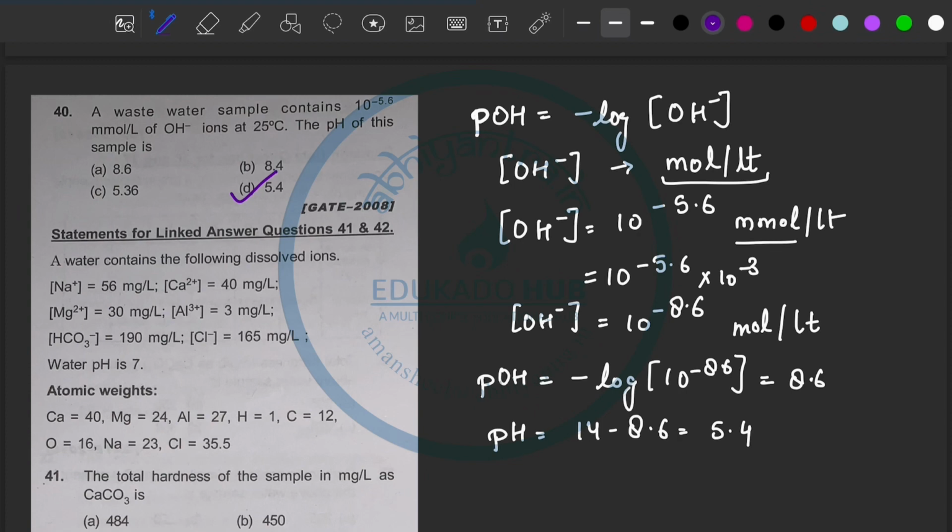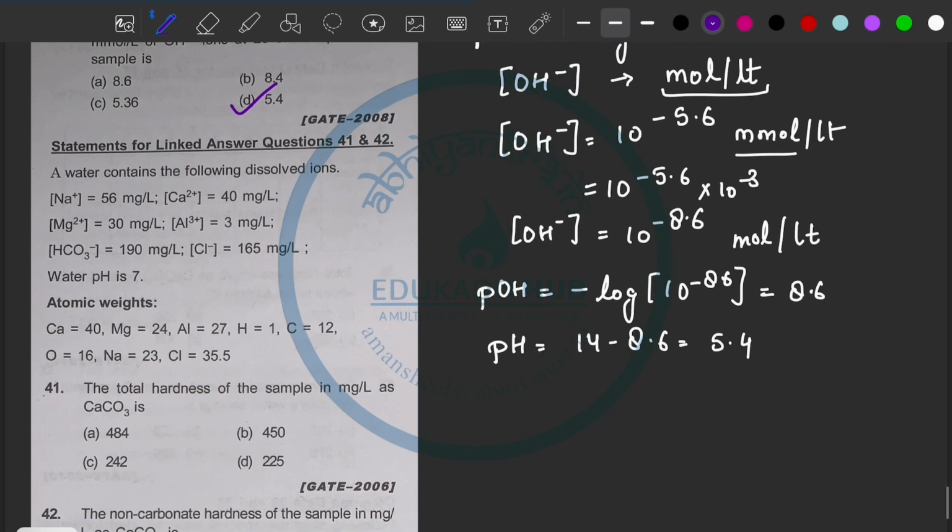Now let's see what is the next question. The next are two linked answer questions. The theory about this is a water contains the following dissolved ions: sodium, calcium, magnesium, aluminium, bicarbonate, chloride. Water pH is 7. Atomic weights are given. We need the total hardness of the sample in milligram per liter as CaCO3. All questions are asking the same thing, right?